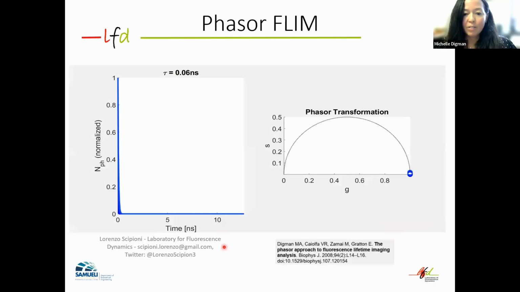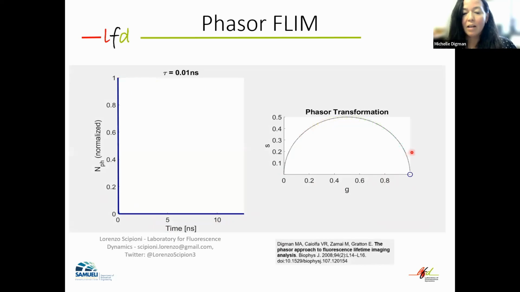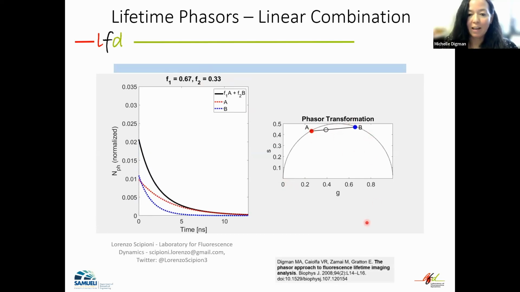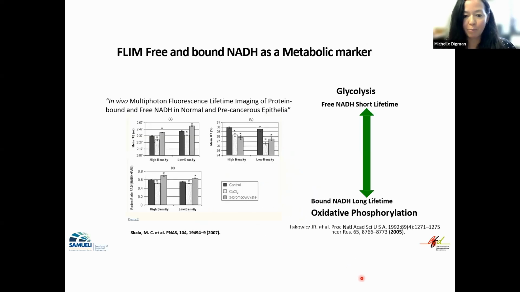All right, so this will be just a demonstration. This simulation was done by Lorenzo Scipioni at the LFD, and you could see that the very, very short lifetimes will be on this side of the axis. And then as the lifetimes get longer, they get demodulated and they go to the 0, 0 axis here. And then we can calculate the fractional contribution of two possible, let's say, fluorescence lifetimes here. So all of the possible fluorescence lifetimes that you have in your image can be plotted on the phasors, and this becomes a really nice way to look at this graphically on the phasor representation.